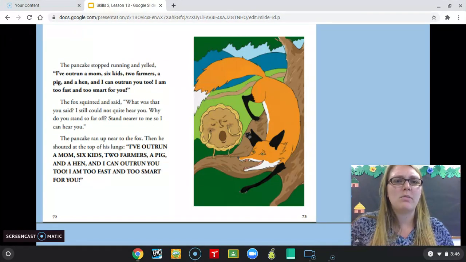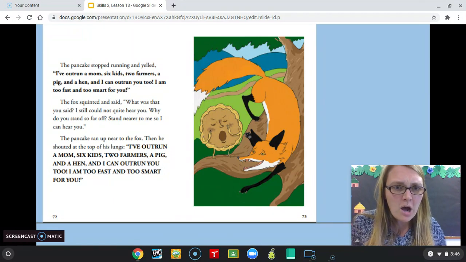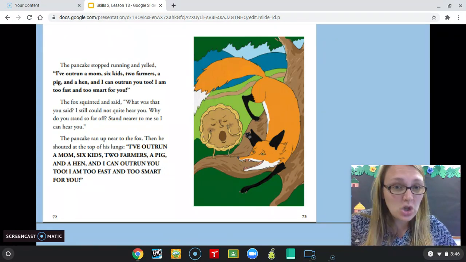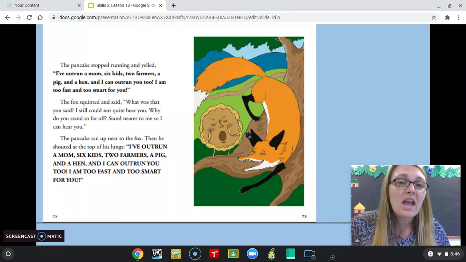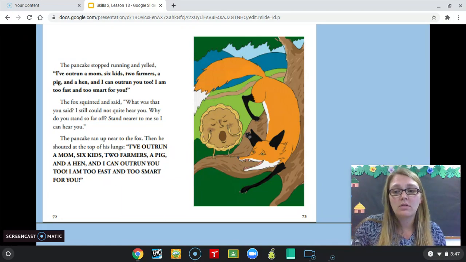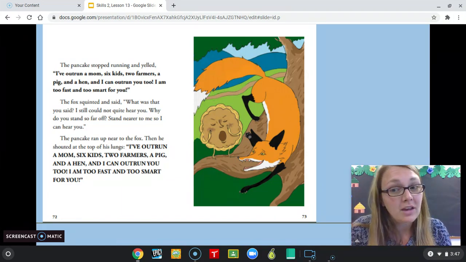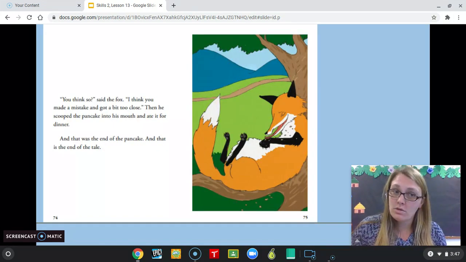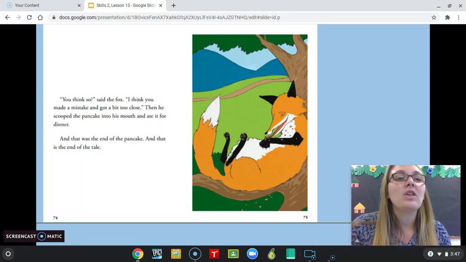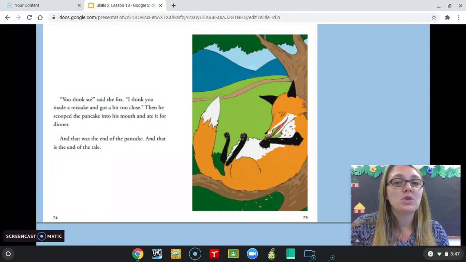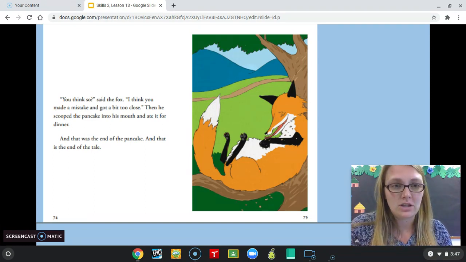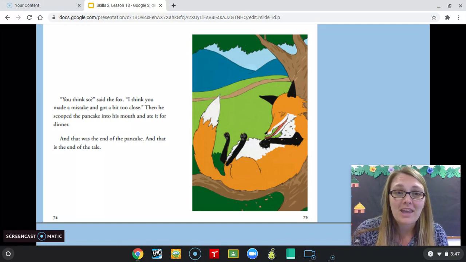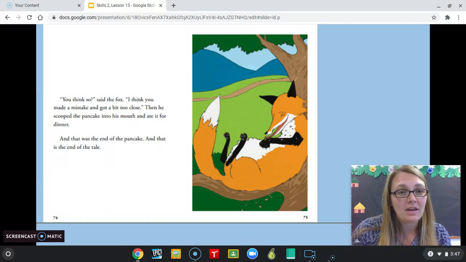Then he shouted at the top of his lungs, "I've outrun a mom, 6 kids, 2 farmers, a pig, and a hen, and I can outrun you too. I am too fast and too smart for you." What do you think is going to happen next? "You think so?" said the fox. "I think you made a mistake and got a bit too close." Then he scooped the pancake into his mouth and ate it for dinner. And that was the end of the pancake. And the end of the tale.